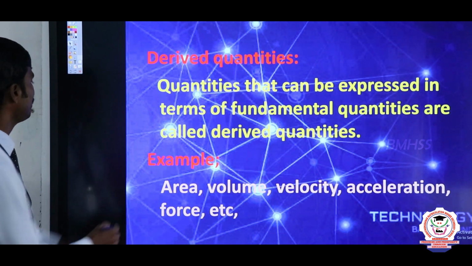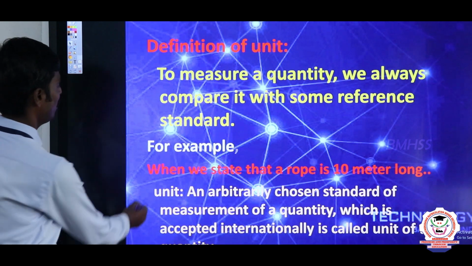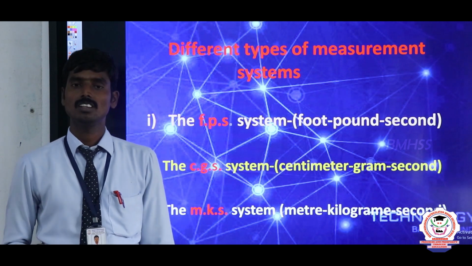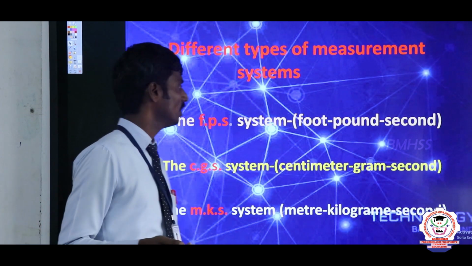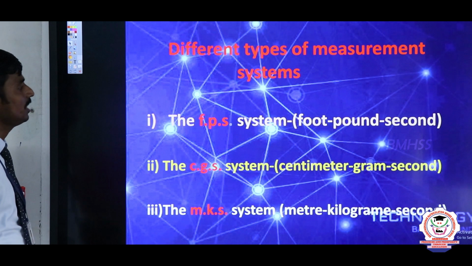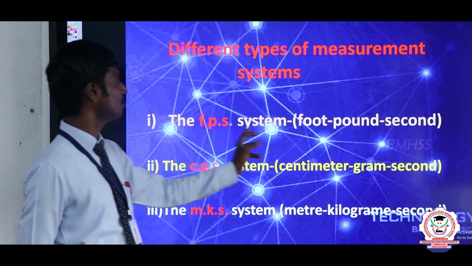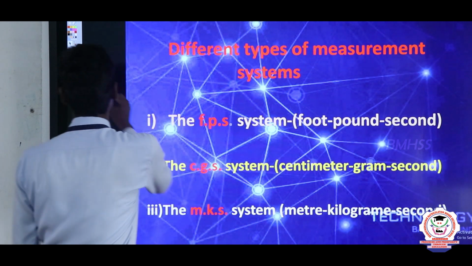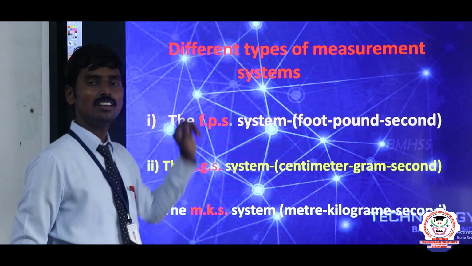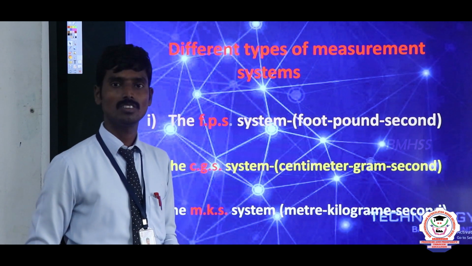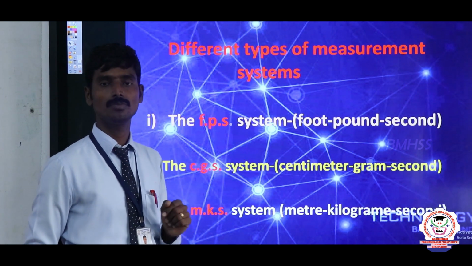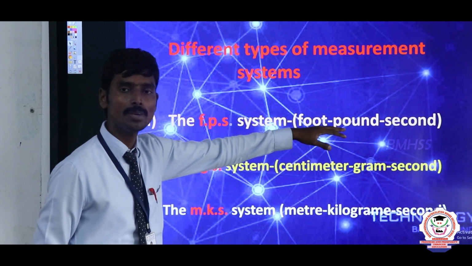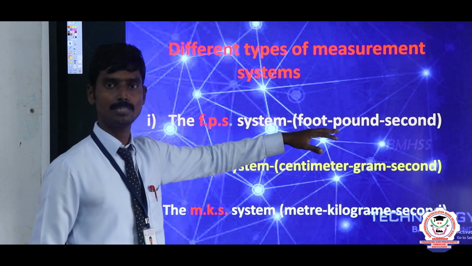And also, next one is different types of measurement system. The first one is FPS system. FPS stands for foot, pound, seconds. In this system, following the British engineering system, there are 3 fundamental units. FPS, foot pound seconds, is used to measure length, mass, time respectively.